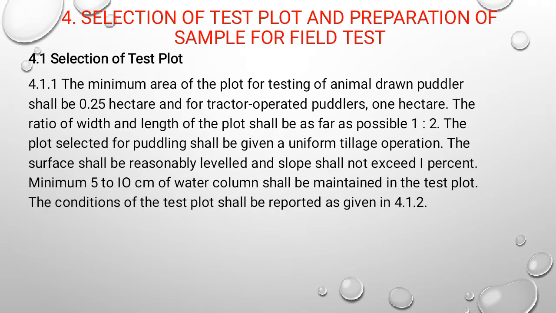Selection of the test plot. The minimum area of the plot for testing of animal drawn shall be 0.25 hectare, and for tractor operated 1 hectare, and the ratio of the width to length of the plot shall be 1:2. The plot selected for puddling shall be given a uniform tillage operation, and the surface shall be reasonably leveled, and the slope shall not exceed 1%. A minimum of 5 to 10 centimeters of water column shall be maintained in the test plot.